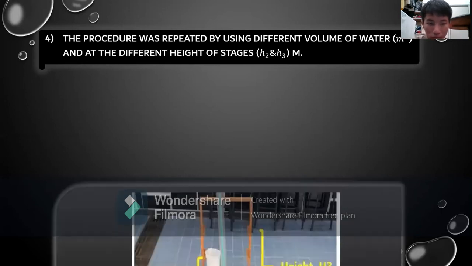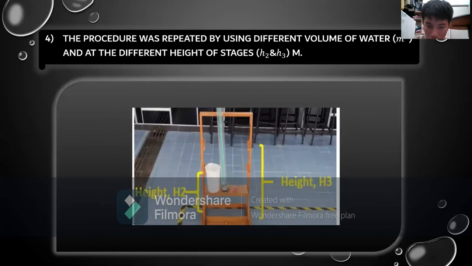As you can see, we repeat it with H2 and H3. We have shown you in the picture the height of H2 and also the height of H3. That's how we run the entire experiment and how we repeat the experiment.